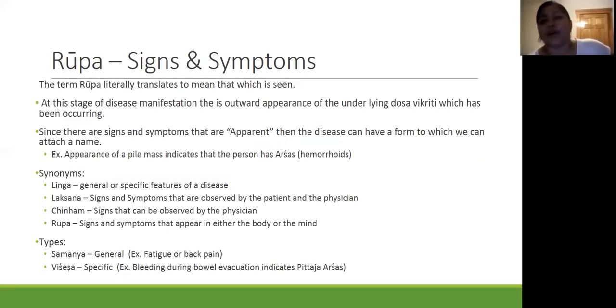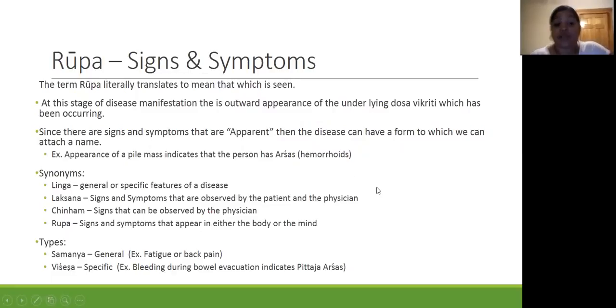So as before, it was just the general sort of discomfort or the different intensities of back pain. But from back pain, it has then progressed to become a radiating pain down the back of the leg, which is a cardinal sign or symptom, or a rupa for sciatica, or the Sanskrit term for sciatica is gridrasi, and we're going to talk about that in the coming module. Okay? So since there are signs and symptoms that are apparent, then the disease can have a form to which we attach a name, or to which we give it a name.